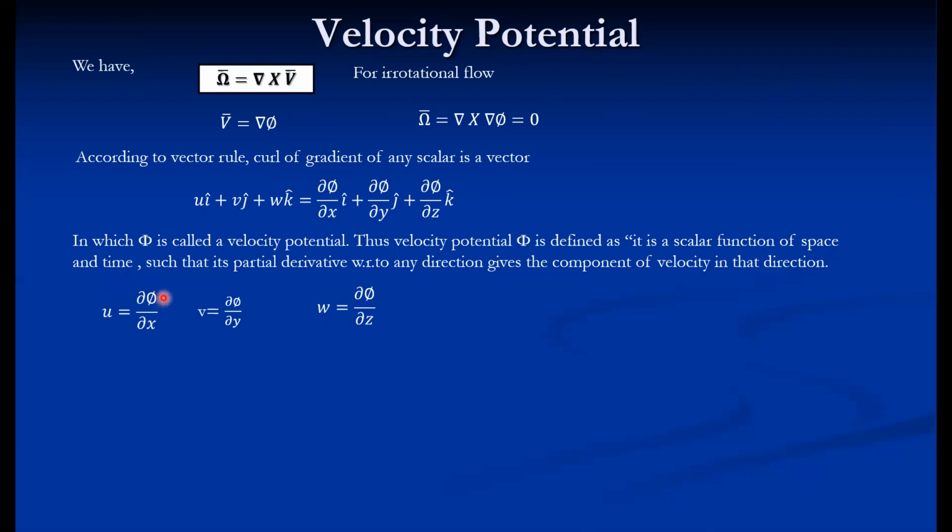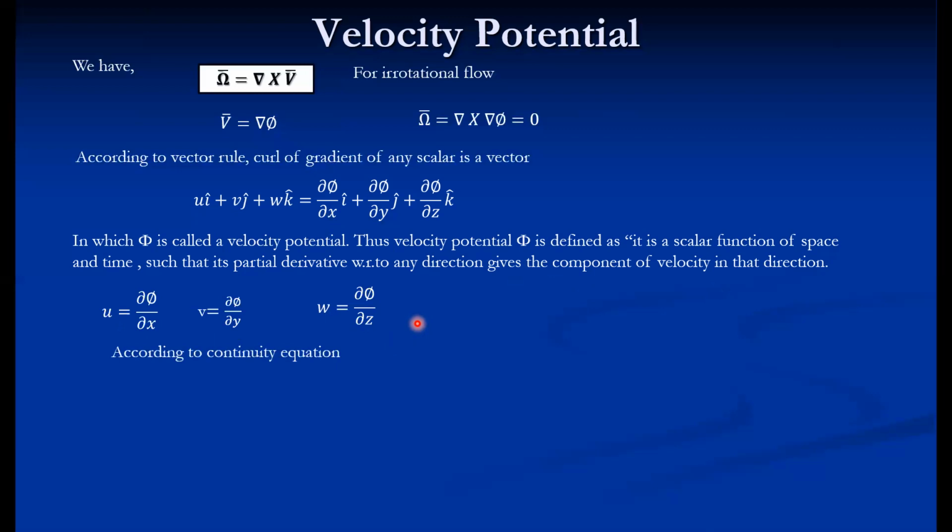So if we differentiate this function with respect to x, it gives the x component of velocity. If we differentiate this function with respect to y, it gives the y component of velocity. And if we differentiate it with respect to z, it gives the z component of velocity. So this is the expression of u, v, and w.